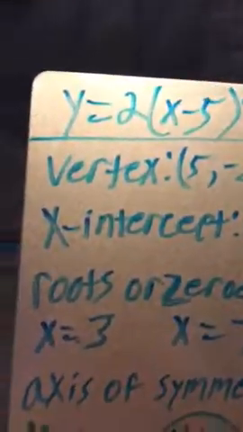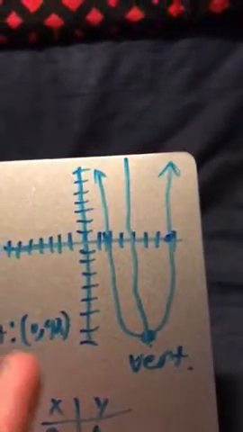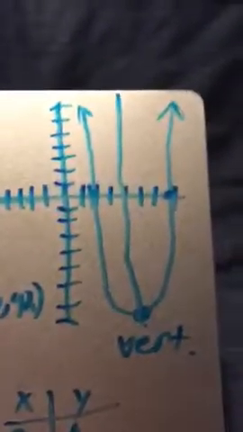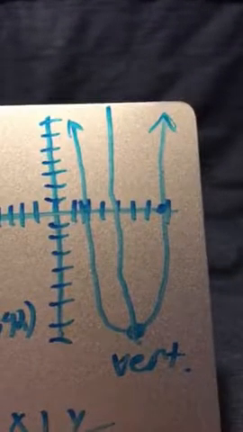The roots or zeros are going to be 3 and 7, kind of like the x-intercepts, because it crosses the x-axis at 3 and 7. The axis of symmetry, where it cuts the parabola in half, is going to be x = 5, because at 5 it goes straight through and makes it symmetrical on both sides if you cut it in half.